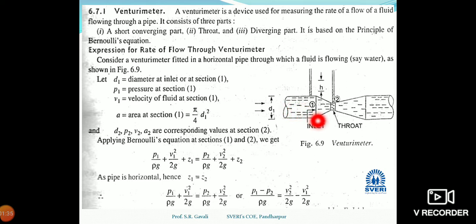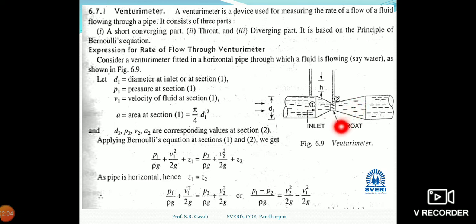This Venturi meter consists of three parts. One is the convergent section, two is the throat, and afterwards it is the divergent section. The divergent section always has more length than the convergent section, which has less length, because in the convergent section fluid is accelerating, and in the divergent section fluid is retarding.